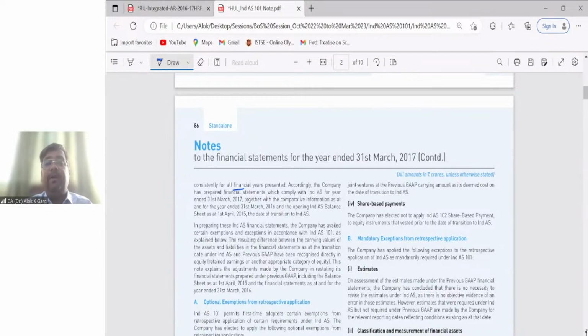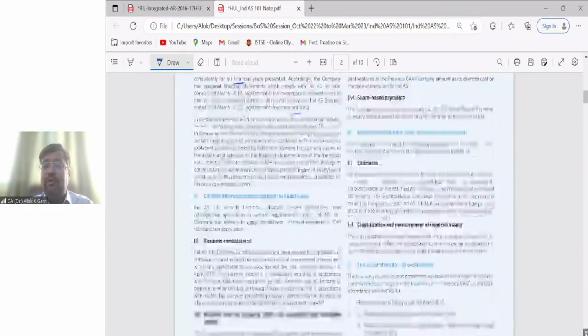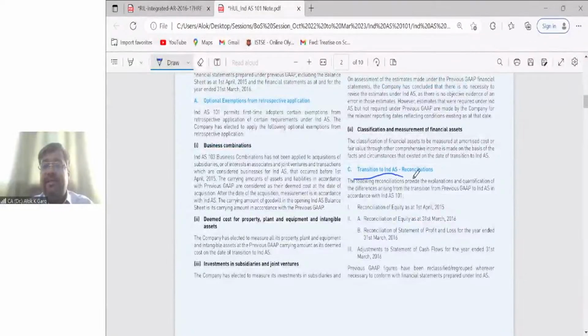Accordingly, the company has prepared financial statements which comply with Ind AS for the year ended 31st March 17, read together with the comparative information as at and for the year ended 31st March 16 and the opening Ind AS balance sheet as at 1st April 15, which is the date of transition to Ind AS. Right? In preparing these Ind AS financial statements, the company has availed certain exemptions and exceptions in accordance with Ind AS 101, which we will discuss later on, right? And let me show you the reconciliation now. Transition to Ind AS reconciliation.